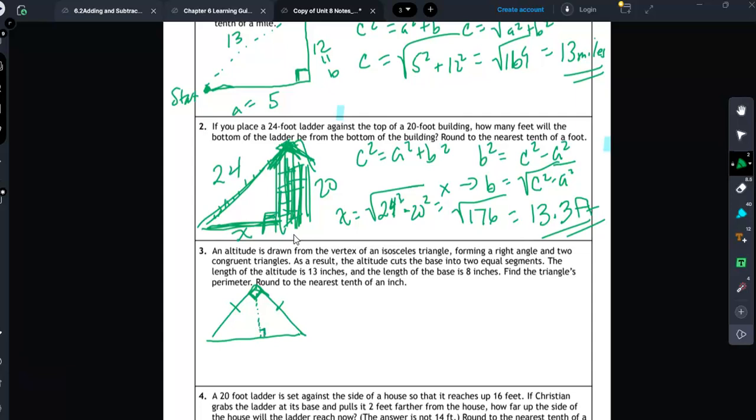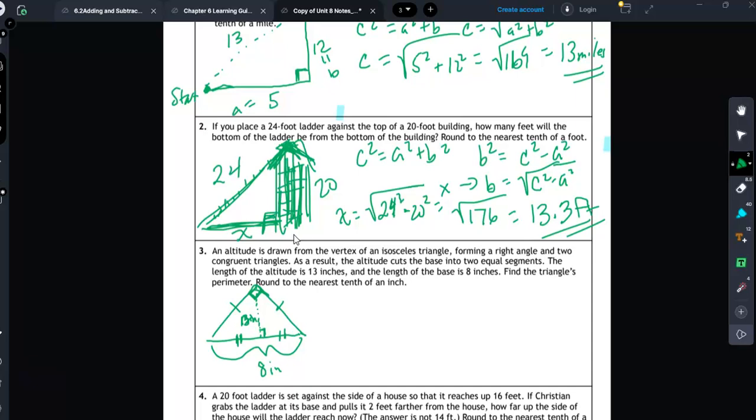The altitude meets the base at 90 degrees, and it's going to cut the base into 2 equal segments, right? So if the base is 8, it's telling us the altitude is 13. Again, this is not drawn to scale by any means. So this is 13 inches, this is 8 inches. Okay, so we have 2 congruent triangles, right?